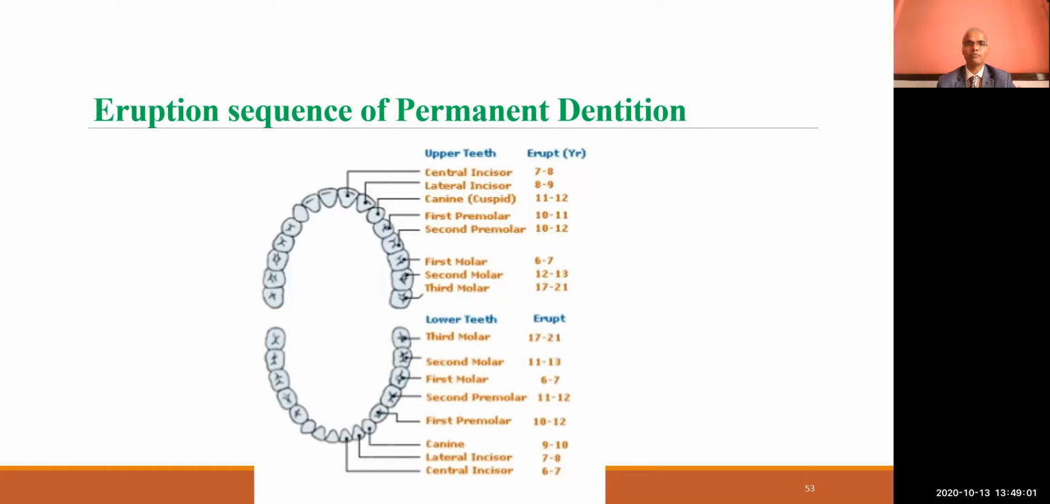This is the eruption sequence of permanent dentition. In the upper arch: first molars, central incisors, lateral incisors, then first premolar, second premolar, canine, then second molar. And in the lower arch also: first molar, central incisor, lateral incisor, canine, first premolar, second premolar, then second molar.